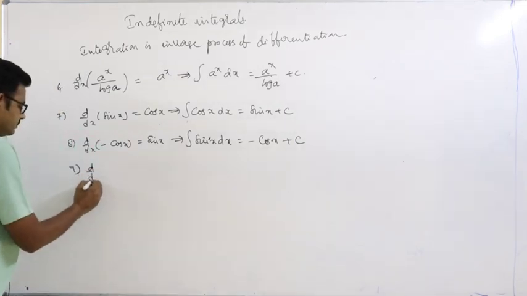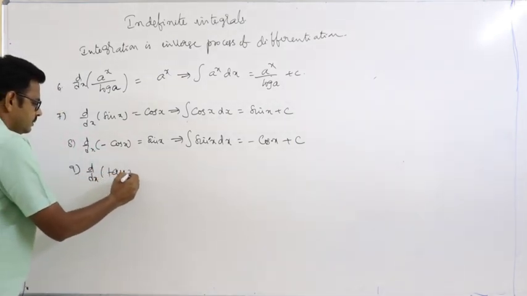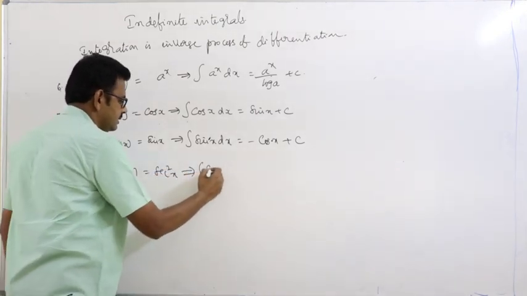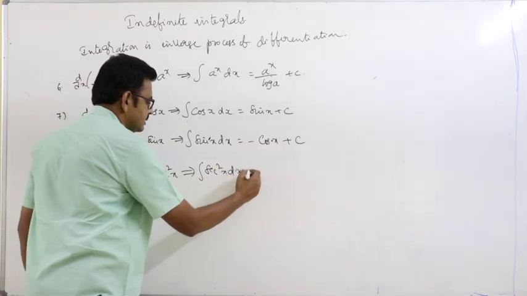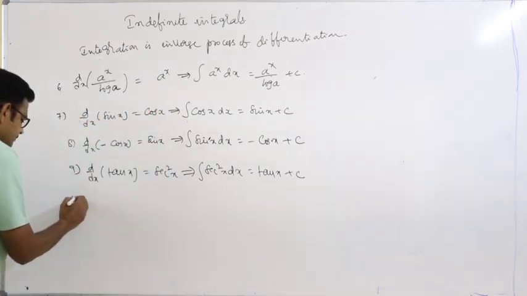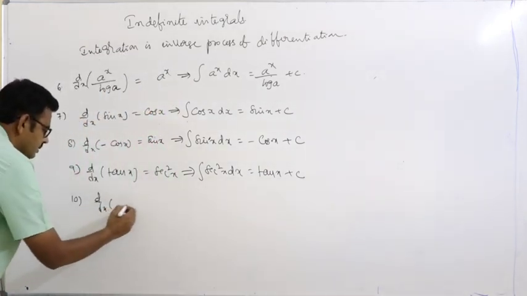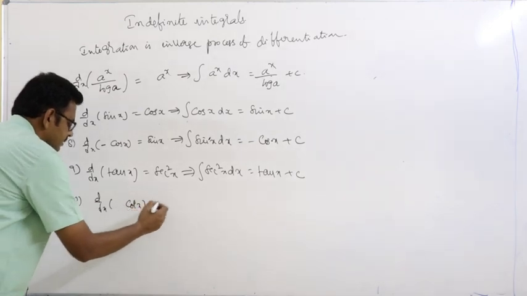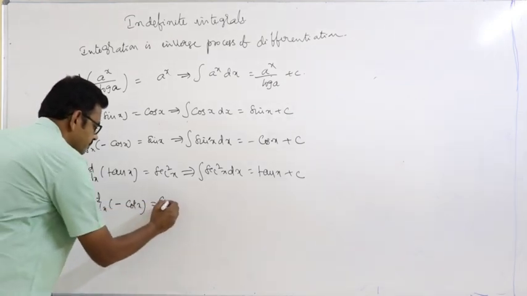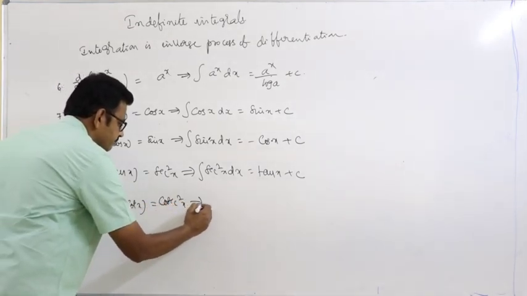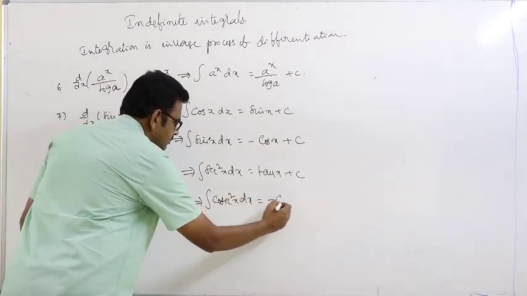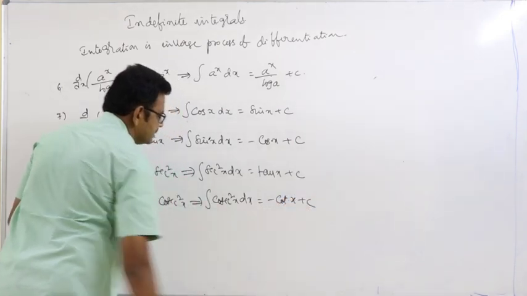Derivative of tan x is equal to secant square x. This implies the integral of secant square x dx is equal to tan x plus c. Derivative of cot x is minus cosecant square x. Derivative of minus cot x is plus cosecant square x. This implies the integral of cosecant square x dx is equal to minus cot x plus c.